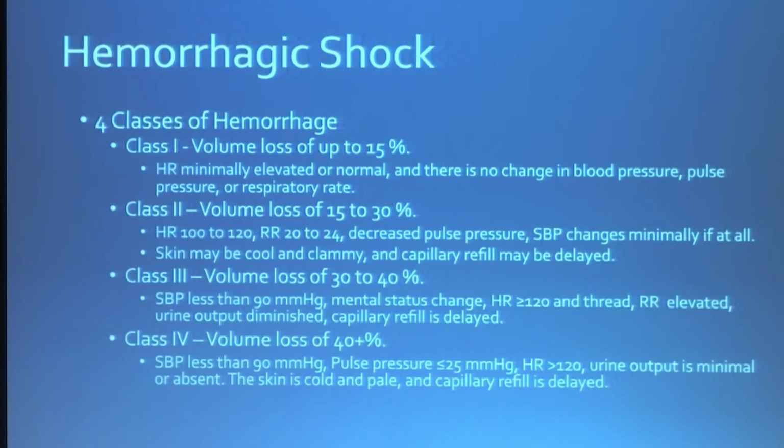Class 4, volume loss of 40%. Blood pressure way less than 90 millimeters, pulse pressure less than 25 millimeters, and heart rate greater than 120, urine output down, skin is cold and pale, capillary refill is delayed, and if they continue in a class 4 volume loss, they will get end organ damage and irreversible shock.